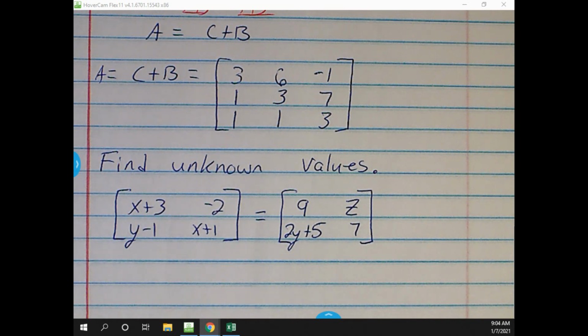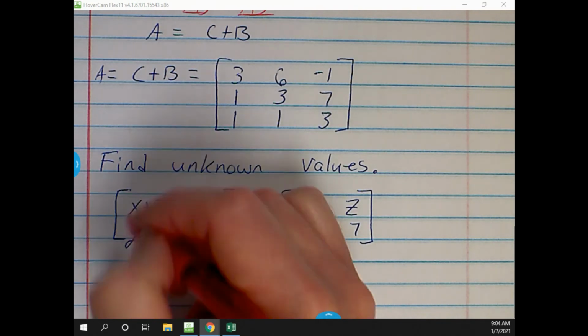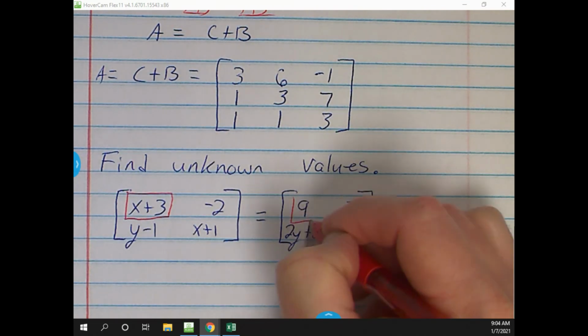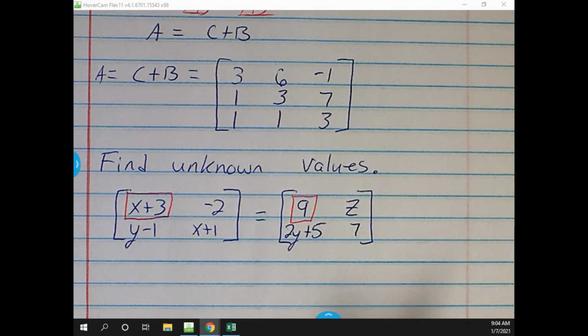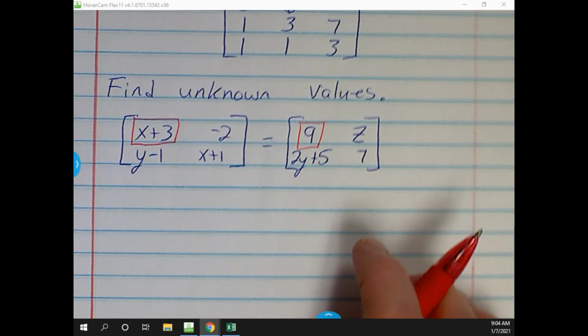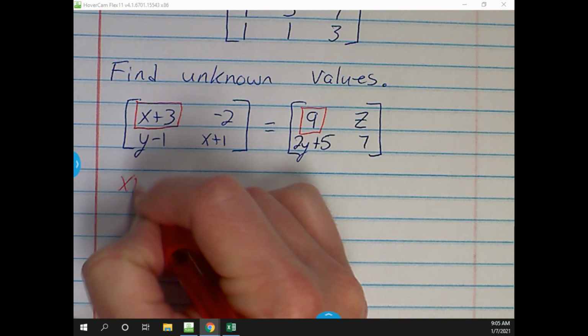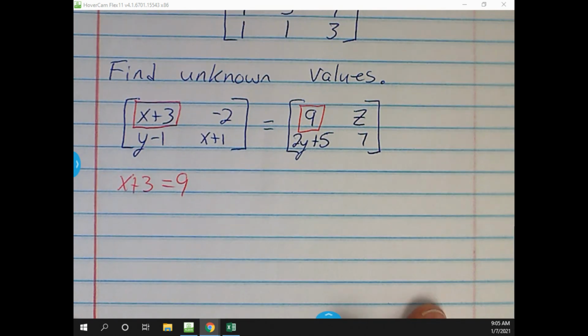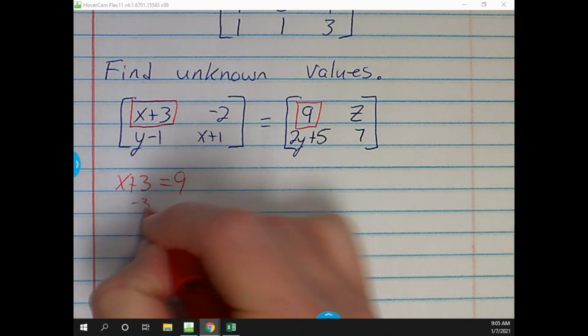Okay, and this one is really pretty straightforward too. For these problems, if it gives you two equations or two matrices and just says find the unknown values, you're just going to take it one piece at a time, and you're going to set whatever the location is that you have here equal to this location, and then you just solve that equation. So x plus 3 is equal to 9, which means that x would have to equal 6.